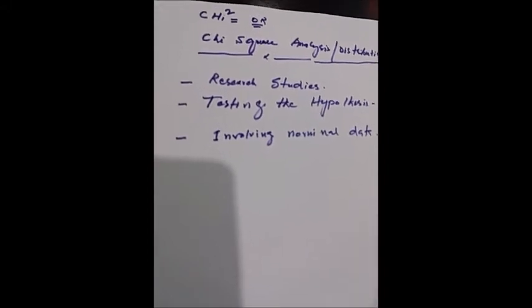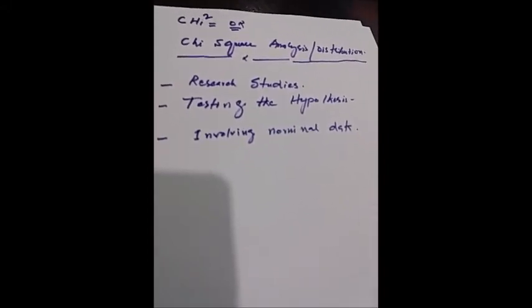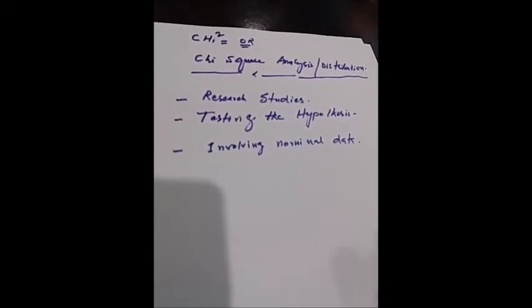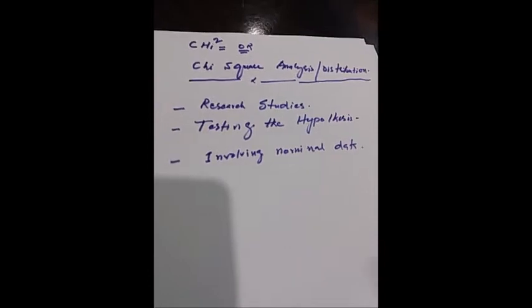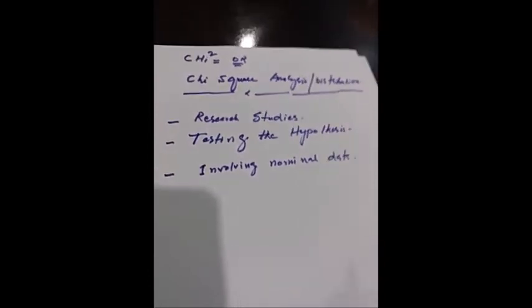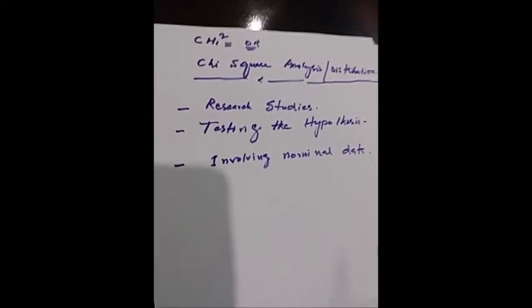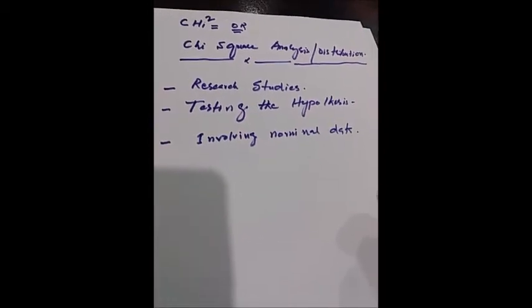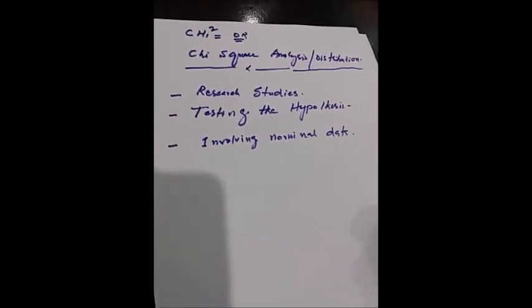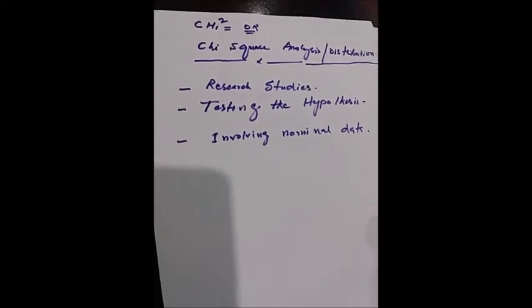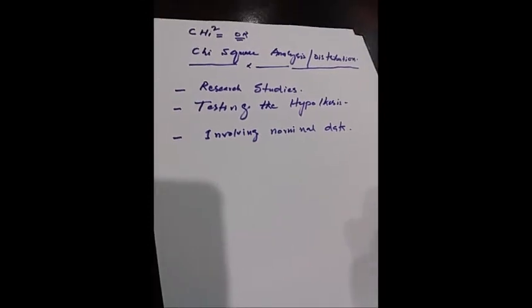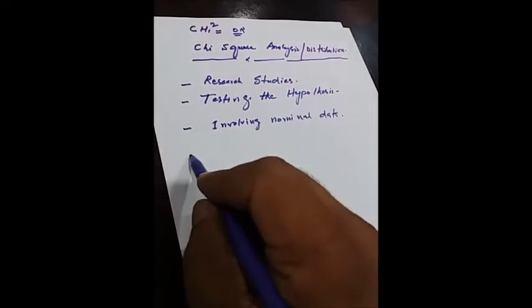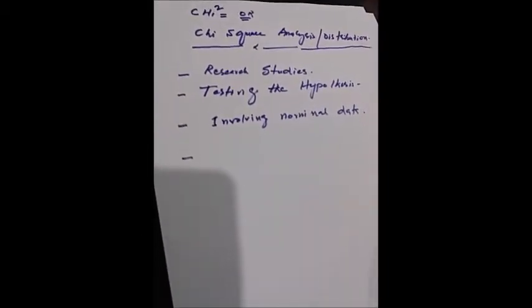Nominal data means data about age, gender, marital status, identity, colors, races, ethnicities, education, experience. If these types of data occur, then we use a nominal test like the chi-square test. So the chi-square test is basically used for testing hypotheses involving nominal data.